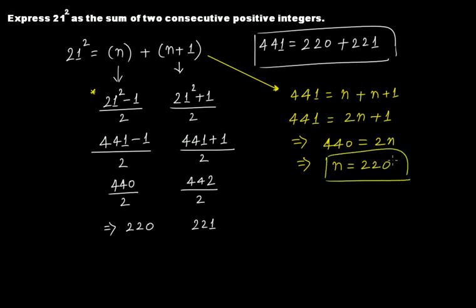So if n is equal to 220, then n plus 1 will be 221. So you can see that we have these two same values.